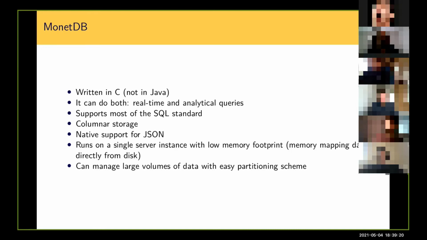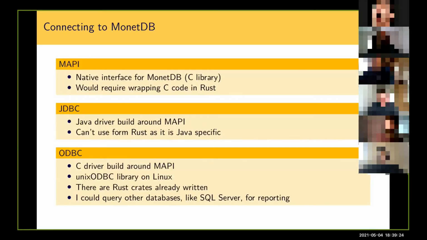So that was nice, but how do you talk with this thing? So they offer basically 3 kind of drivers. So the MAPI is their library that they offer that you can use to talk to it. But obviously there wouldn't be anything written in Rust for that.